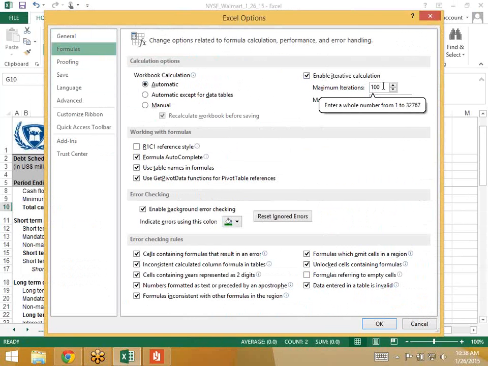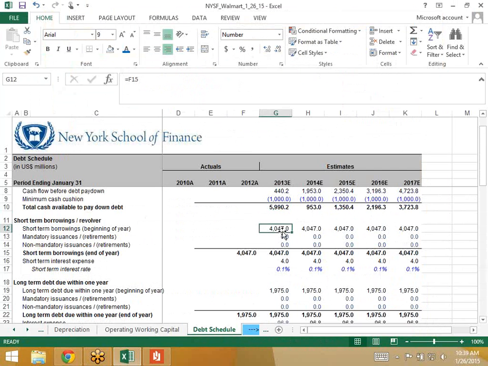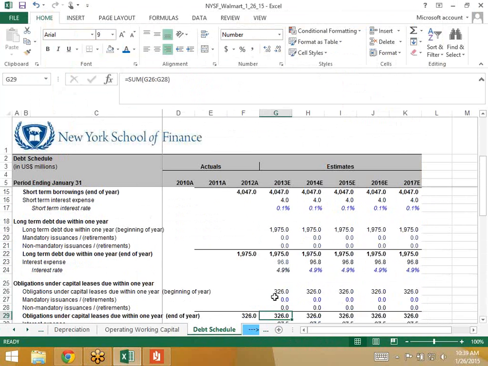Maximum 100 iterations. You just want to make sure that that box is checked. If you don't check that box, an error message is going to pop up and say, there's an error in your model, there's a circular reference. We want the circular reference. Now, let's keep that in there.